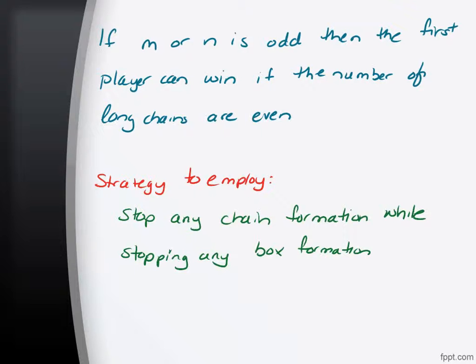So here's the strategy to employ. You'll never get a 0 box situation. You'll still get that annoying little message at the end, 'me has won,' whatever that little message is. You'll still get that, I guarantee you that one. But the idea is to stop any chain formation, while at the same time you want to also stop box formation.